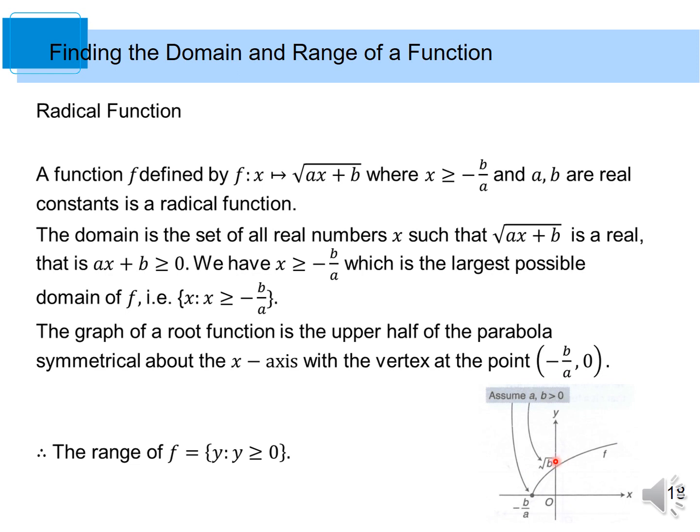The curve is the upper half of a parabola, symmetrical about the x-axis. And this is the vertex point at −b/a. It's an x coordinate, so on the x-axis, y is 0. So you can look at the range. The range for this radical function is valid from 0, starting from this point, to infinity.